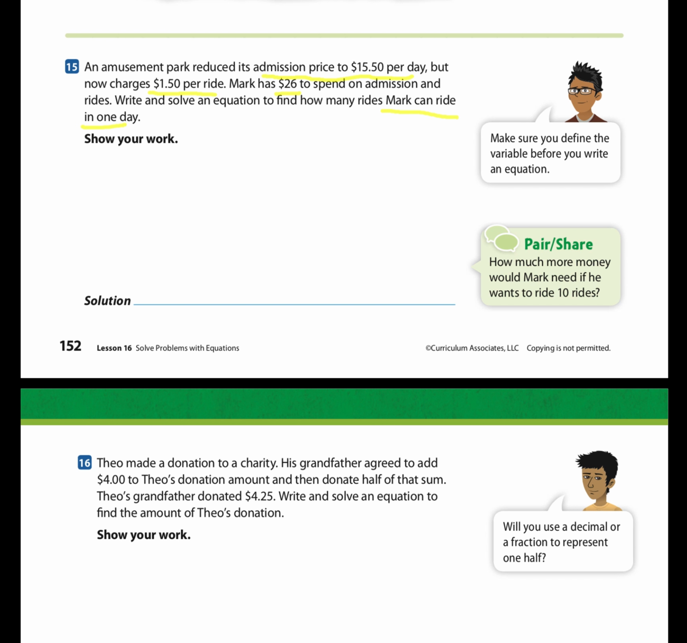All right, so let's go ahead and write an equation. We know that the admission price is $15.50. We know that each ride is $1.50. So I'm going to add the admission price to $1.50 per ride. And per ride, we'll just say x because we don't know how many he's going to actually be able to ride. So that changes. We're just going to have to multiply each time. But we do know he has a total of $26. And there's your equation.